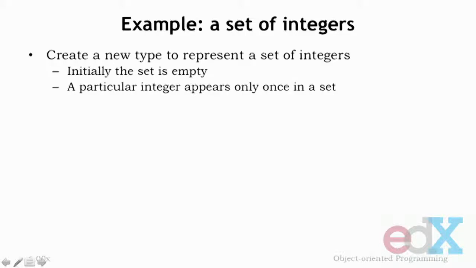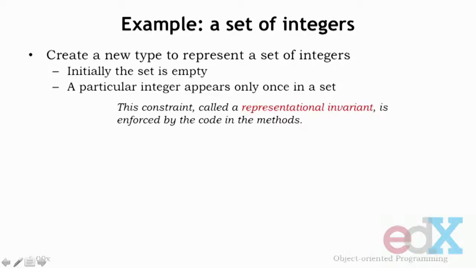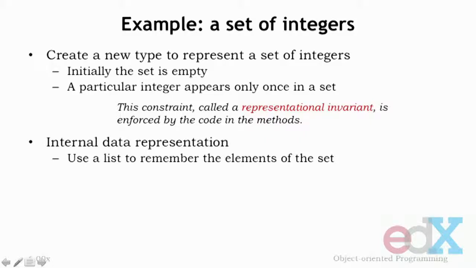We'll have a constraint that we want to impose, which is that a particular integer will only appear at most once in a set. So if I attempt to add an integer a second time to the set, nothing bad will happen. It just won't have a duplicate copy within the set. That sort of constraint is called a representational invariant. In other words, it's a property that's true of all instances of the set of integers that we're creating. And that's enforced by the code and the methods. And most representational invariants are there because they're an important part of the semantics of the object that you're trying to create. For an internal data representation, we'll simply use a list to remember all the elements of the set.